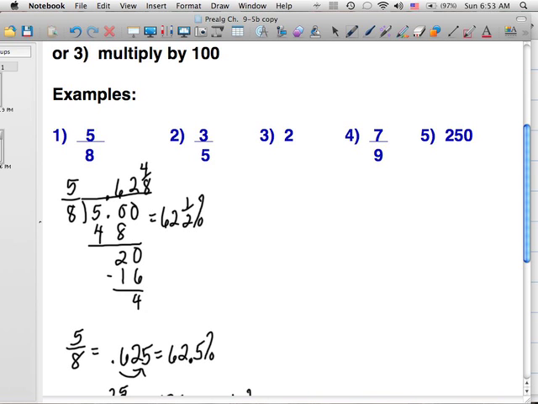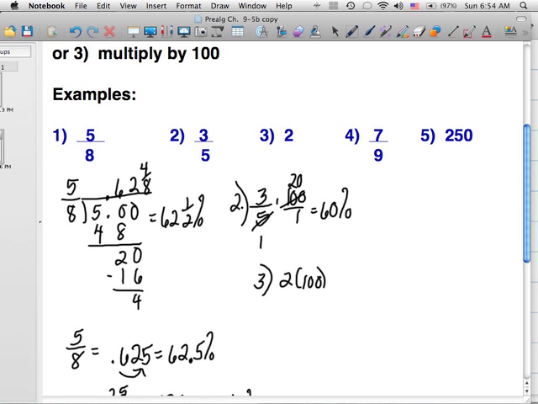So I'm going to take problem number 2. And I think multiplying by 100 is the easiest because 5 goes into 100. So 5 goes into 5 once and into 100 20 times. So I get 60%. Number 3 also easiest. Either move the decimal to the right or times it by 100 to get it into the percent. So that's 200%.